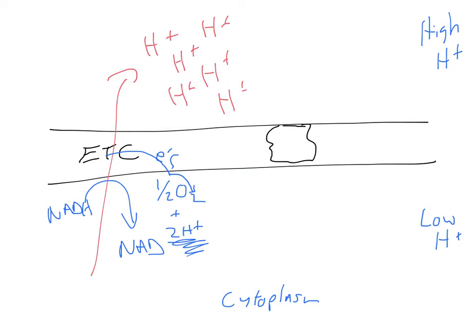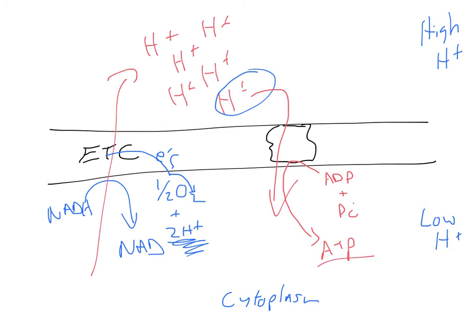But we're going to call it chemiosmosis because it's a chemical. And what we're going to do is move these H pluses through the ATP synthase enzyme, and it will combine ADP plus inorganic phosphate to make ATP. And we call this overall process oxidative phosphorylation. That's the entire process.